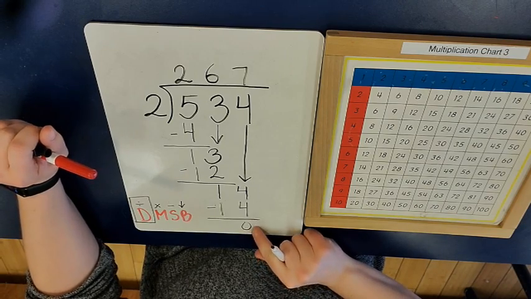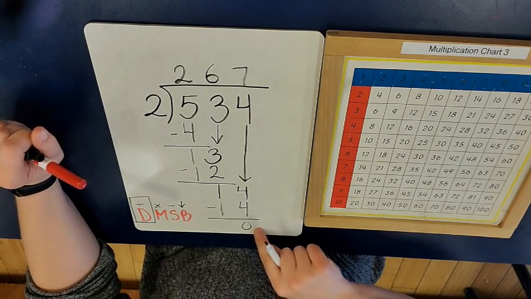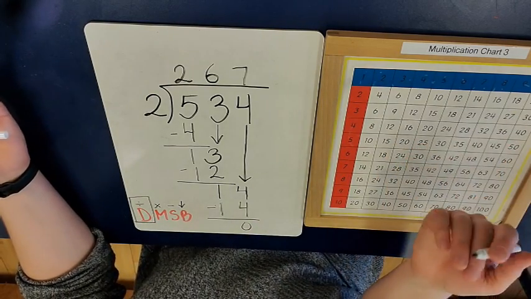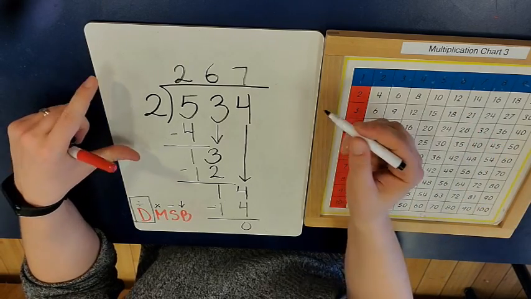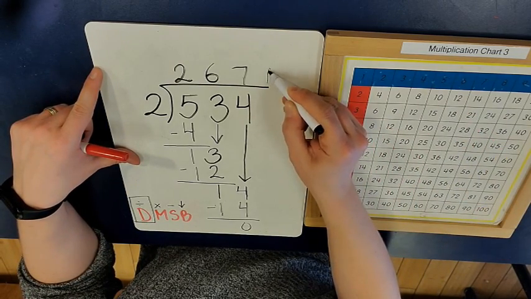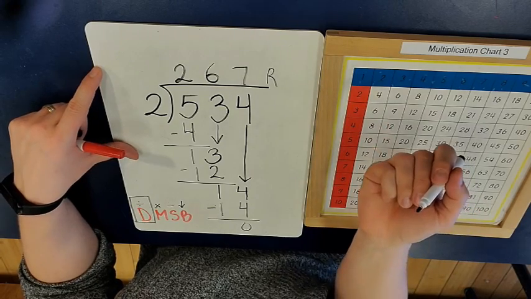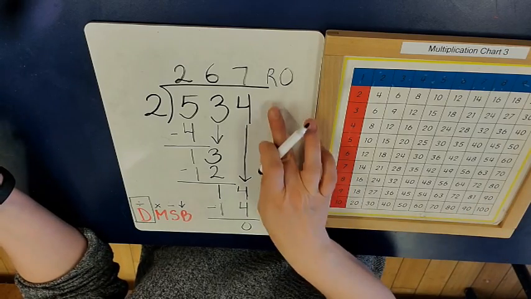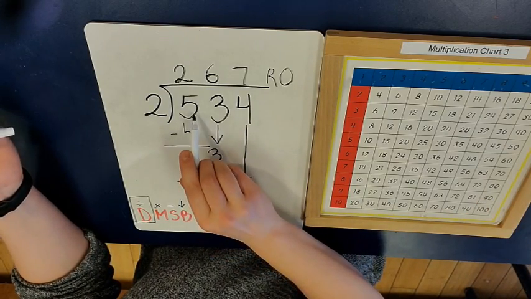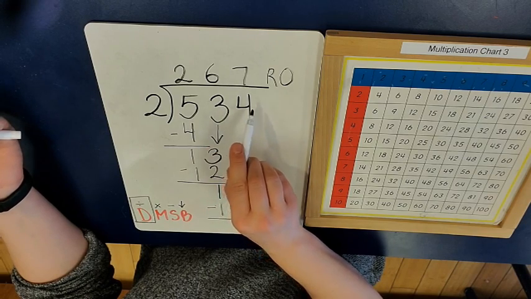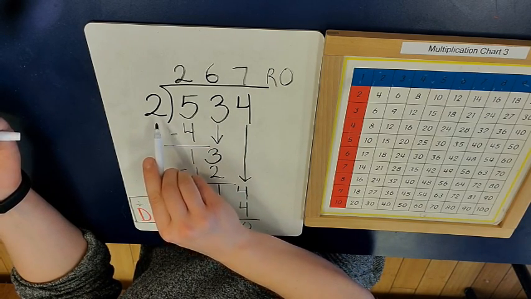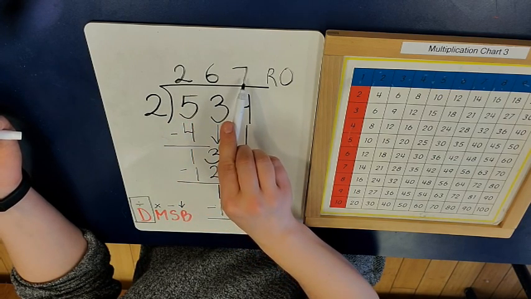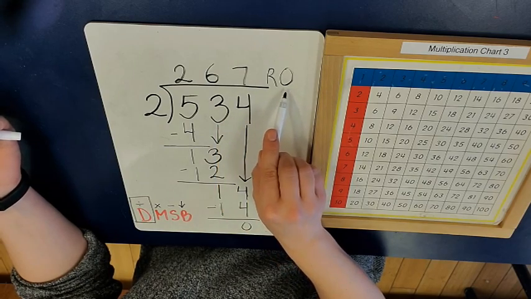Some division problems for your final subtraction will have something here. If they do, that's your remainder. That's how many is left over after you've done the division equally. And you just record it like this. R, standing for remainder, and write how many there is. In this case, there's 0, so R0. So if I had 534 divided into 2 groups equally, there would be 267 in each group, with none left over.